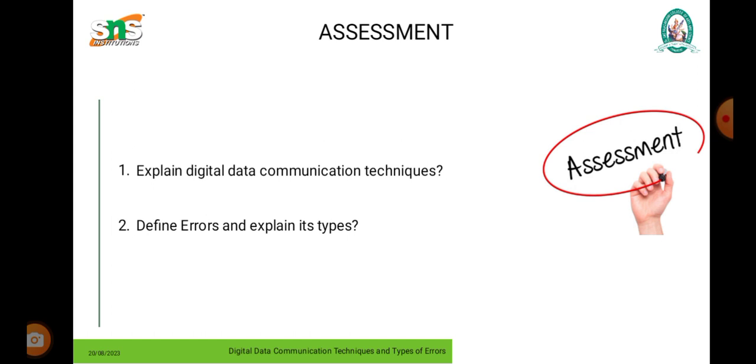And next one is assessment. The assessment questions are: explain digital data communication, and second, define errors and explain its types.